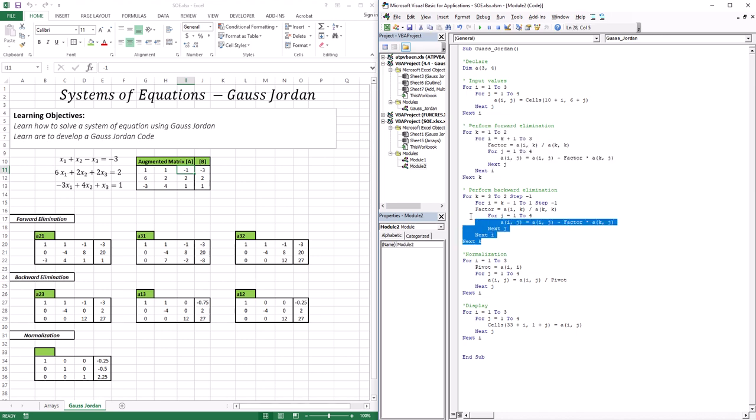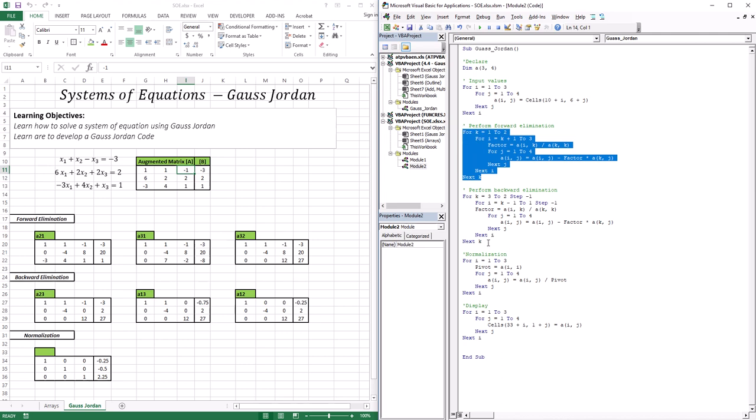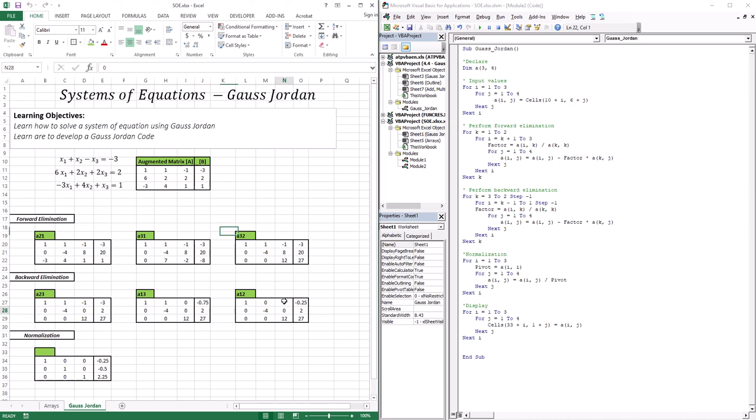Now backward elimination is very, very similar, almost identical code. The only thing that changes from the code for forward elimination to the code for backward elimination is how you define the loops. Here I defined k is equal to 1 to 2. This is k is equal to 3 to 2, step of negative 1. So we're going backwards and creating those 3 zeros. It makes sense: we're going to go from 3 to 2.